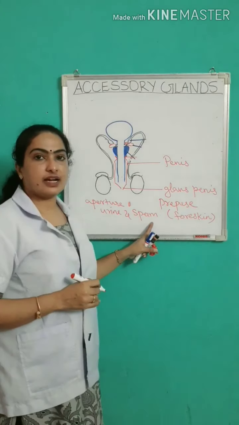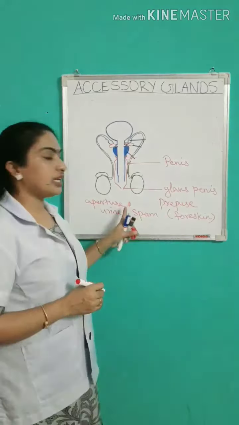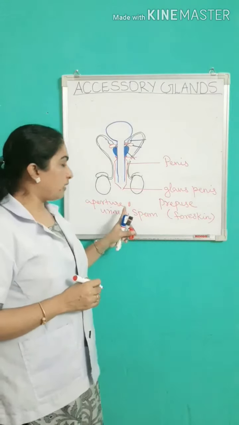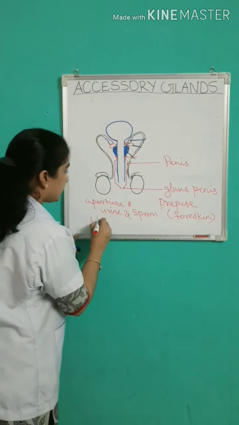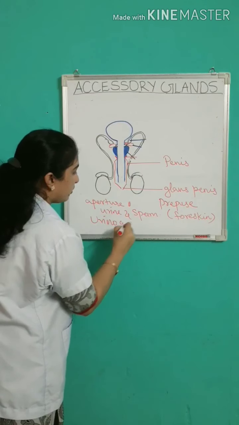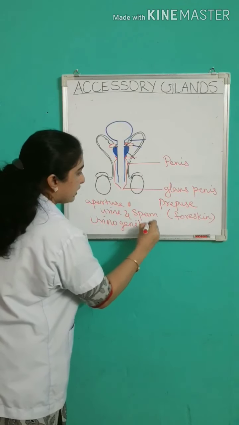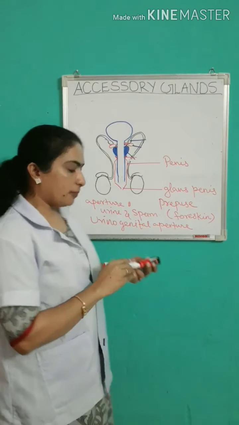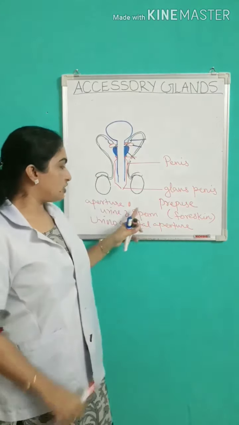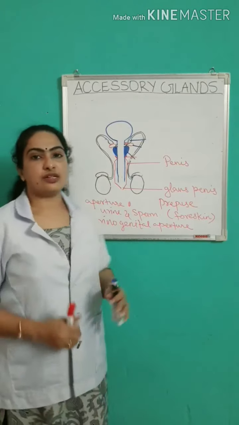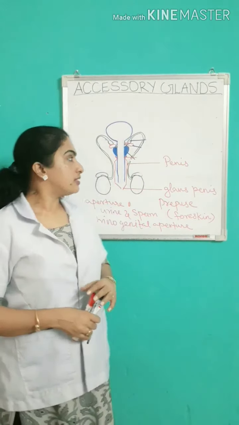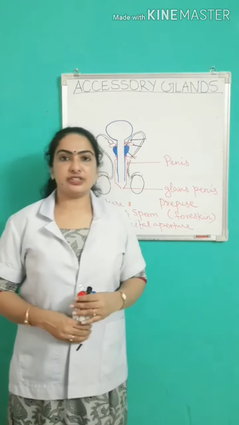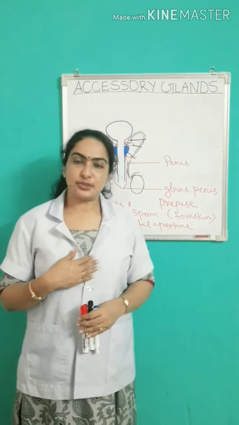So this is the urinogenital aperture. So why is this called a urinogenital aperture? It acts as a common opening or passage of both urine and sperm. See, that's all about external genitalia. That's all for today. Thank you.